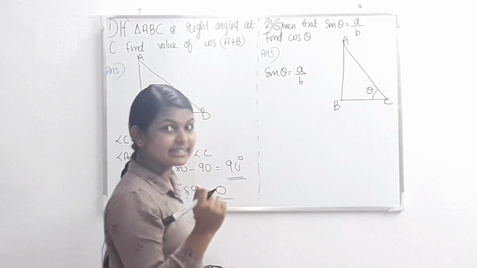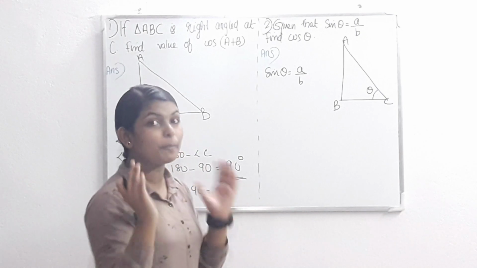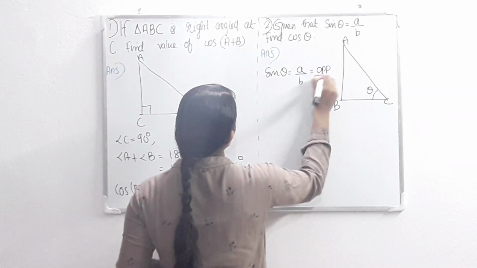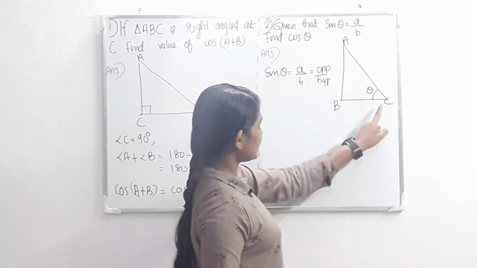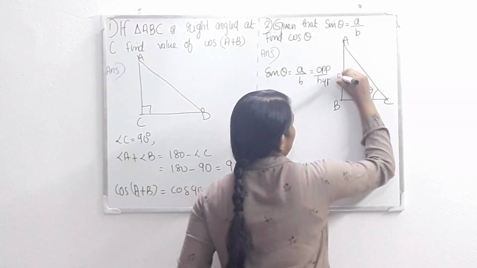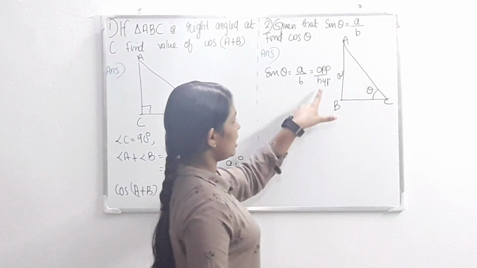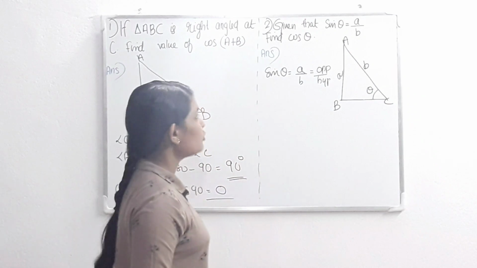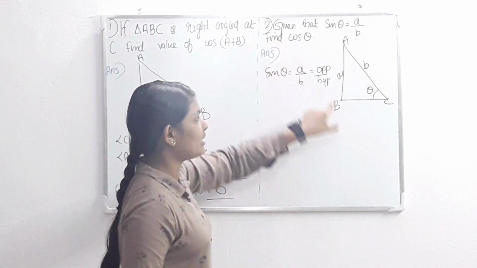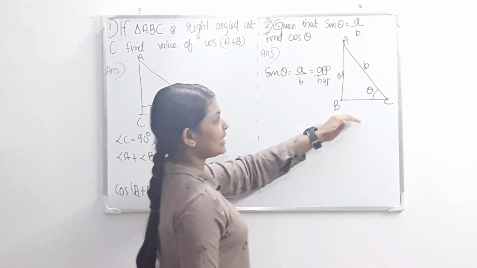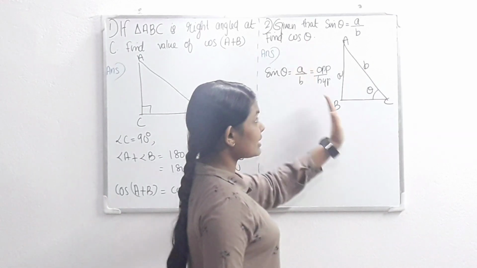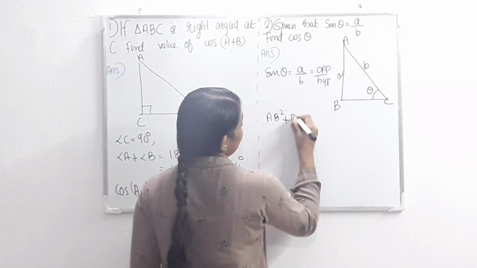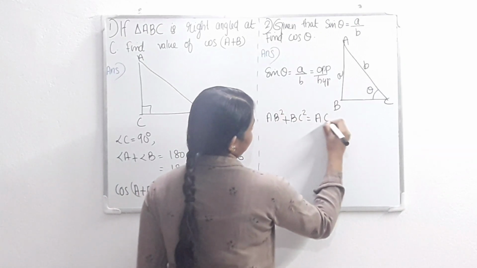What is the definition of sin theta? Sin theta is equal to opposite side divided by hypotenuse. Here the opposite side means AB, so we can name it as a. And the hypotenuse is AC, so it is equal to b. Now to find the value of cos theta, we need to get the value of BC. From the Pythagoras theorem, we can say AB square plus BC square is equal to AC square.